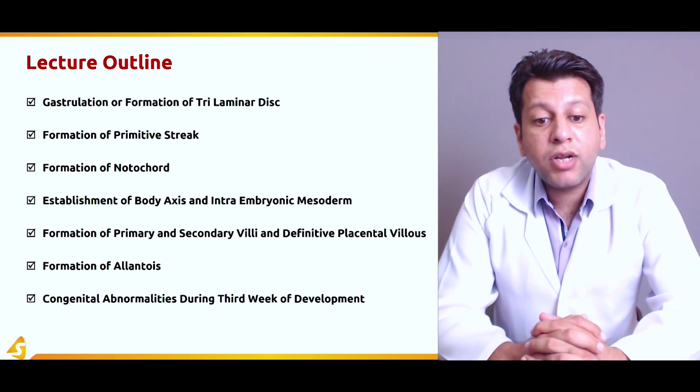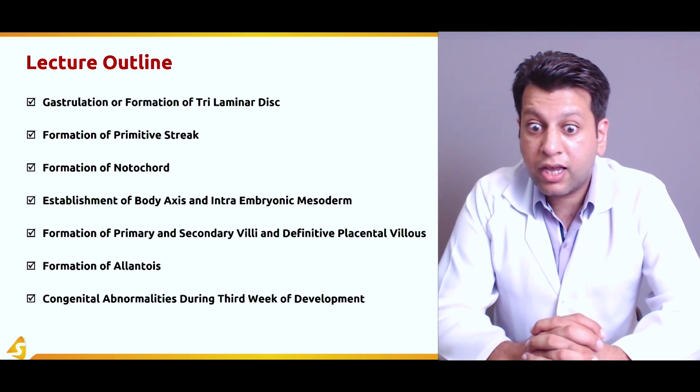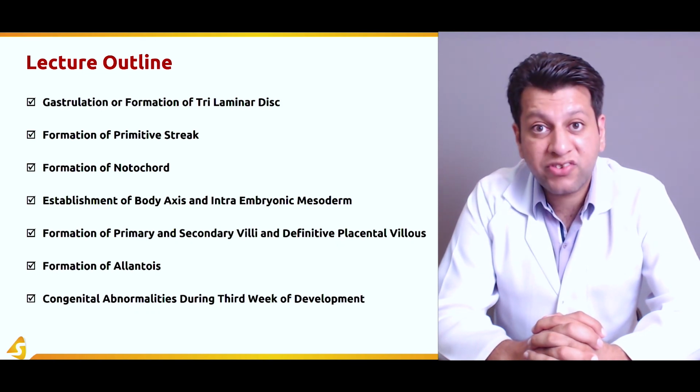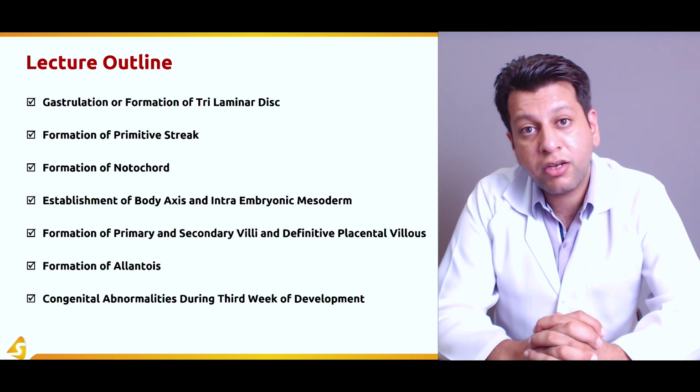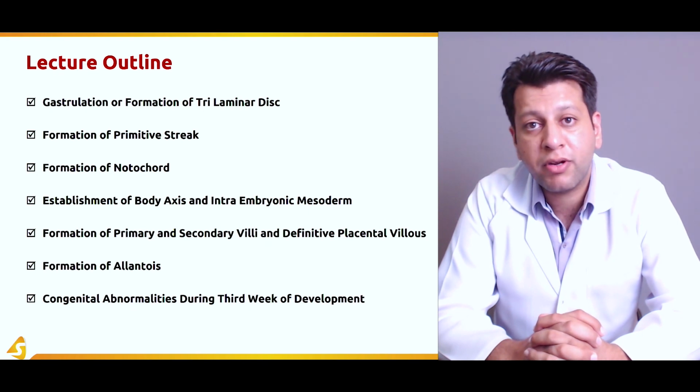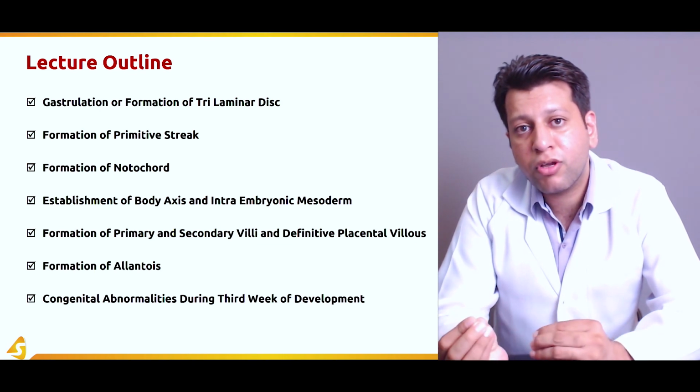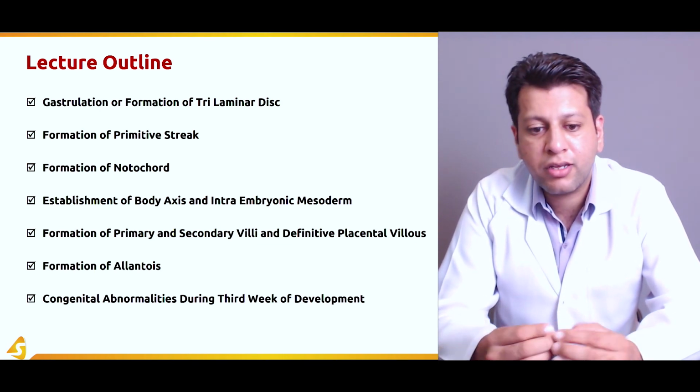This is the lecture outline. We have covered in this lecture gastrulation, or formation of the trilaminar germ disc, formation of the primitive streak, and how this primitive streak leads to primitive node formation and primitive groove, and how this migration takes place from caudal to cephalic end as well as dorsal to ventral area.